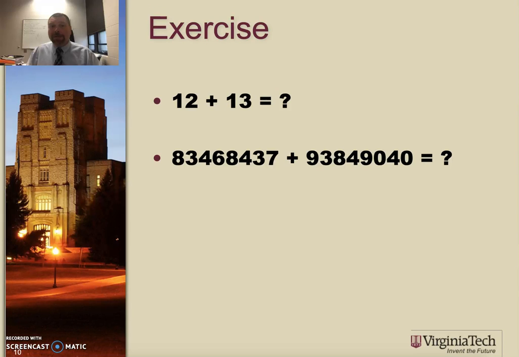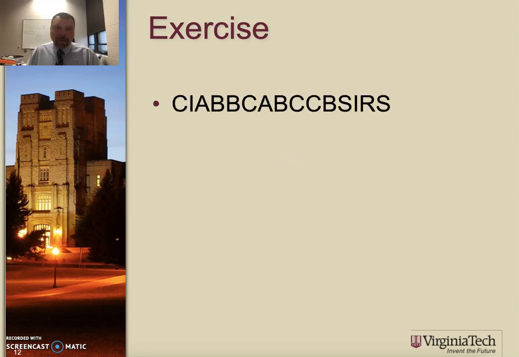That number is 83,468,437 plus 93,849,040. My brain can't do that. There are people who can. My brain cannot take those two numbers and work with them in the working memory, at least not in a very easy way. Consider the following.